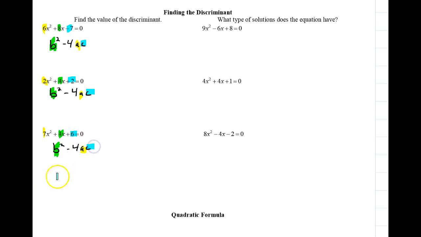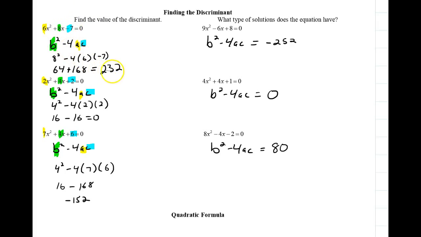So I'm going to go ahead and plug that in, pause the video, and you can come back and look at it. All right, so I evaluated these, and I got 232, 0, and negative 152. And using the same process, I got negative 252, 0, and 80. But this question says, what are the types of solutions?